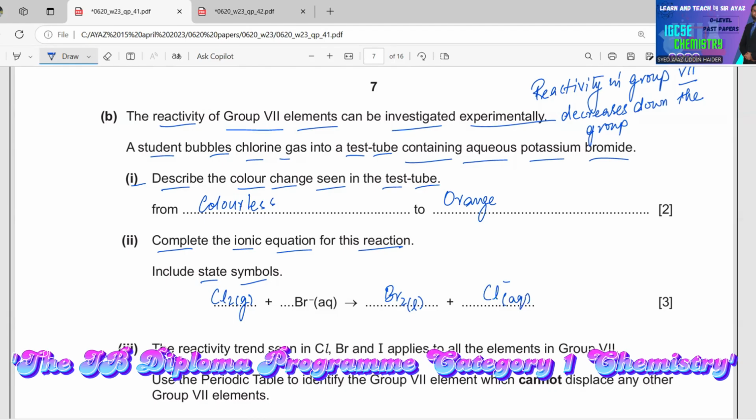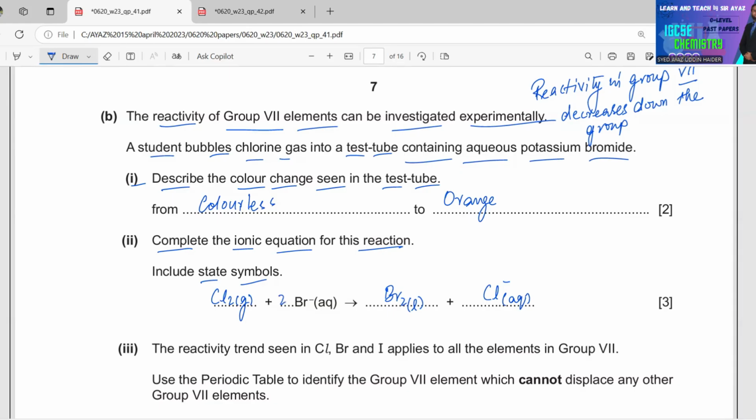So let's balance the equation. Need to put 2 before Br minus and 2 before Cl minus. Now in the marking scheme, they are saying Br2 aqueous, which is also acceptable. Bromine water, you heard about it. It's bromine water.